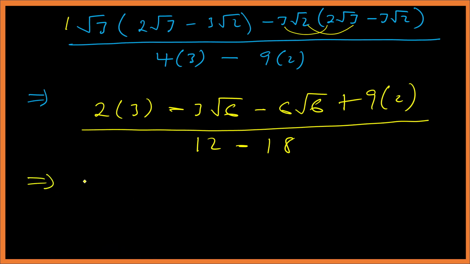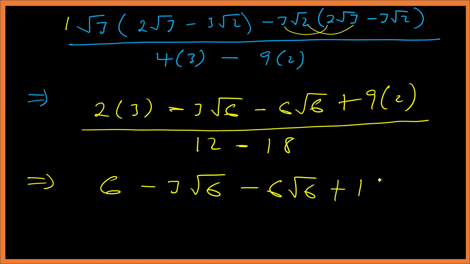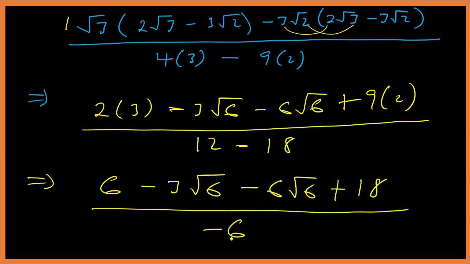So the next step, 2, 3, 6 minus 3 root 6. Minus 6 root 6 plus 18. So this side is minus 6. So we have 18 plus 6, that is 24. Then we have this. Be very careful here. Okay, so 6 plus 18 is outside the root. So that will be 24.